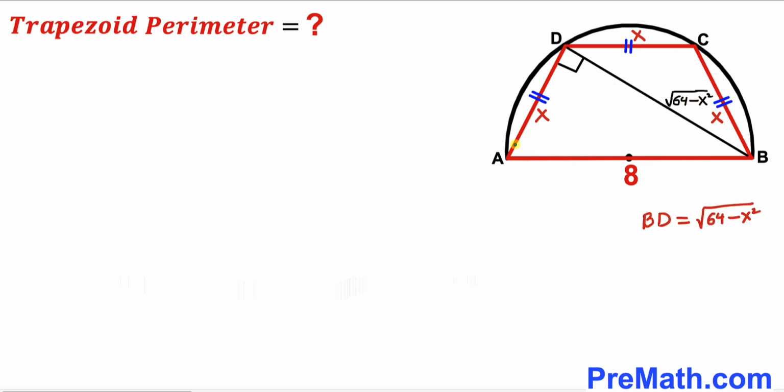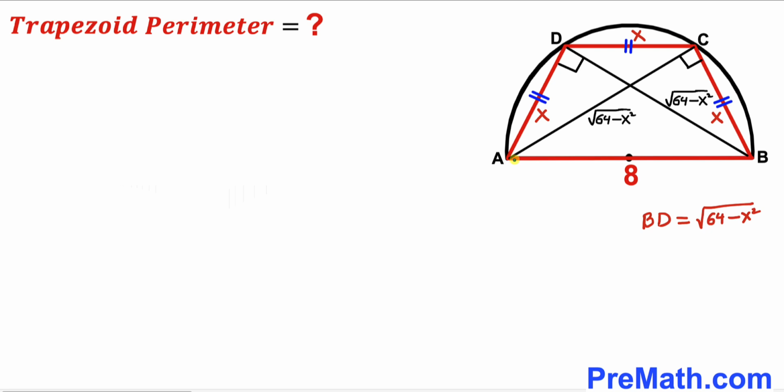Now in this next step, I am going to connect these vertices A and C as well, as you can see in this next step. Then according to the Thales theorem, this angle ACB is going to be a 90-degree angle as well. And since we are dealing with this isosceles trapezoid, in other words, this leg equals this leg, therefore this diagonal BD is going to be equal to this diagonal AC.